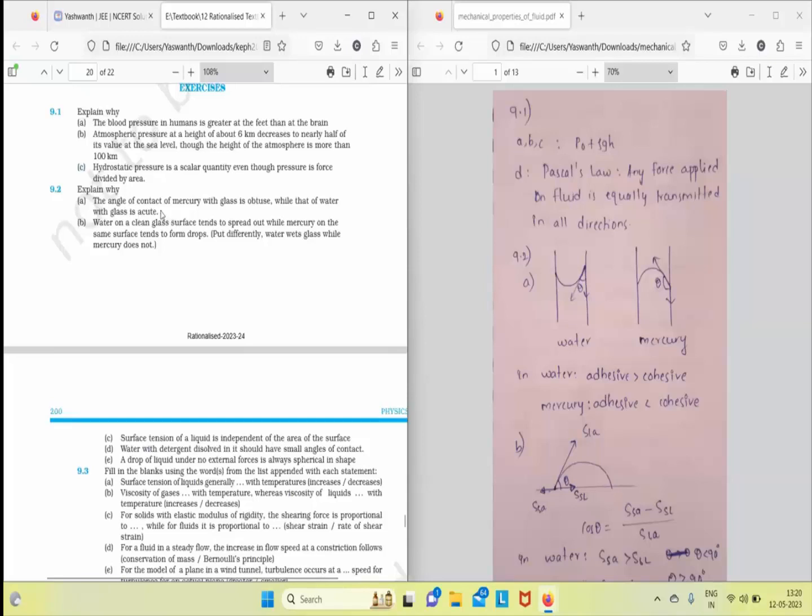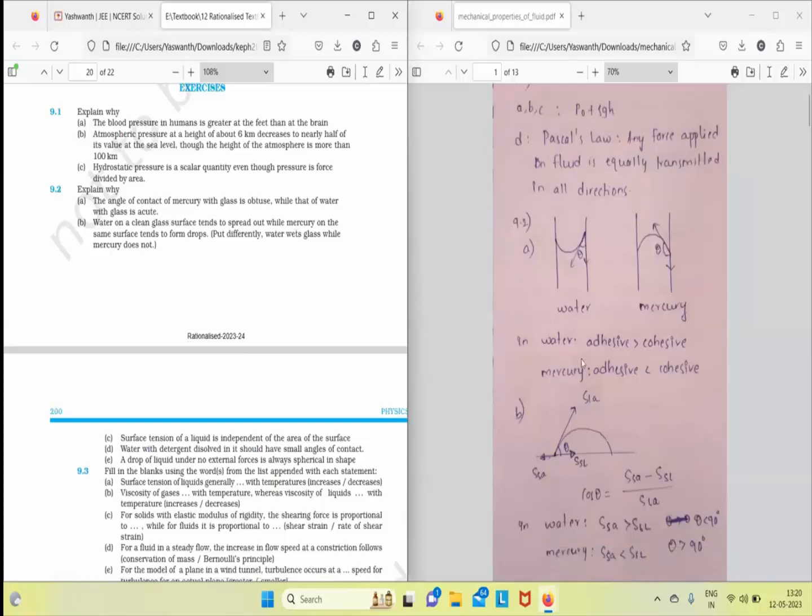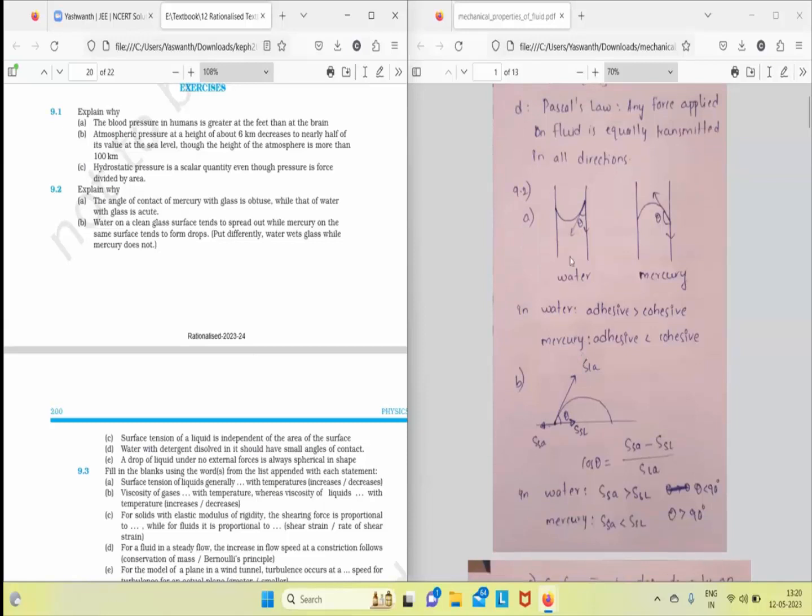The first part of this question says the angle of contact of mercury with glass is obtuse while that of water with glass is acute. So here I have drawn two diagrams. The first is the case of water and the second is the case of mercury. You just take a tube which is available in your labs, pour some water in one tube and some mercury in another tube. Then you can observe these kinds of things in the upper layer of the liquid.